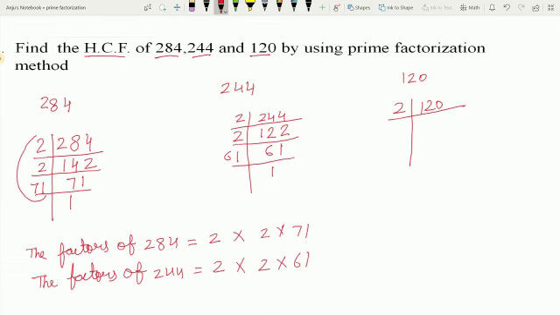So 120 is divisible by 2 in 60 times, and then again 60 is an even number, so we can divide it by 2 in 30 times, and then 30 is also an even number. Once place की digit 0 है तो इसे हम 2 से divide फिर से करेंगे, and then we get 15 and 15. See, 15 is an odd number.